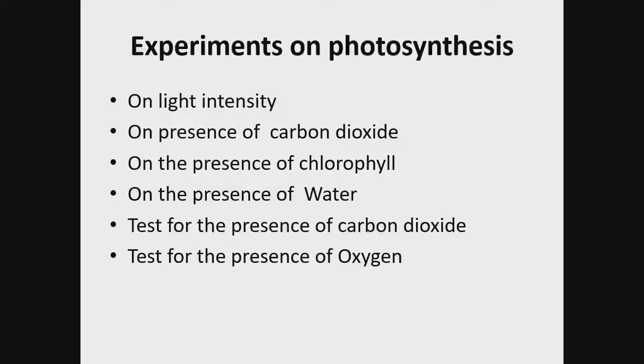Presence of chlorophyll, very easy again. You use two leaves. One is green, meaning that it contains chlorophyll, and one is yellow, meaning that it does not contain chlorophyll. And you test for starch. Once you remove the chlorophyll and you put iodine solution, you are expected to see the following result. The green leaf turning blue-black, the yellow leaf will remain brown, meaning that chlorophyll is needed for photosynthesis.